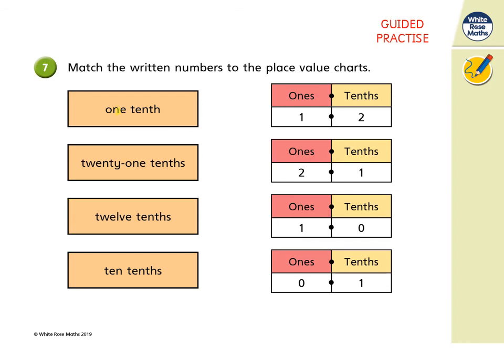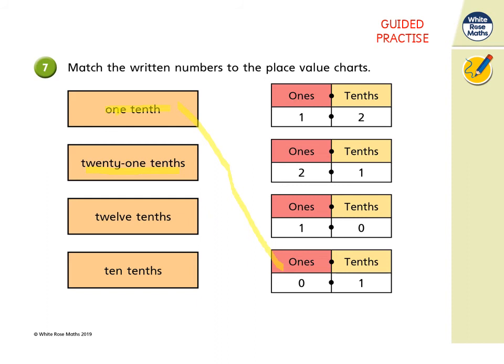So we're going to match the written numbers to the place value charts. Our first one is 1/10. So I'm not looking for anything in my ones column because I'm looking at the smallest value that we're working with today, which is our tenths. So I'm looking for 0 ones and 1/10. Oh, there we go. I've got it right there. Did you get that one? Now here is a bit more tricky.